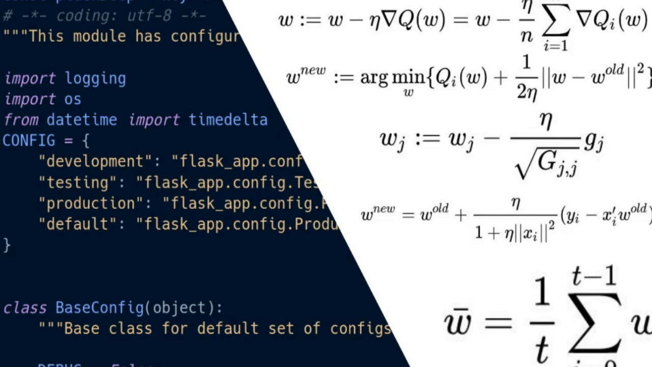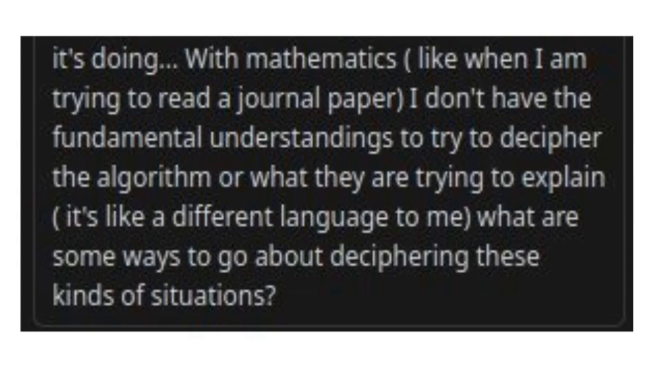Alright, in today's video, I'm gonna show you how to read math as a software engineer. So I received this question on Reddit and I thought it was a really great question, one that I've had to ask myself a couple times until I got the hang of it.